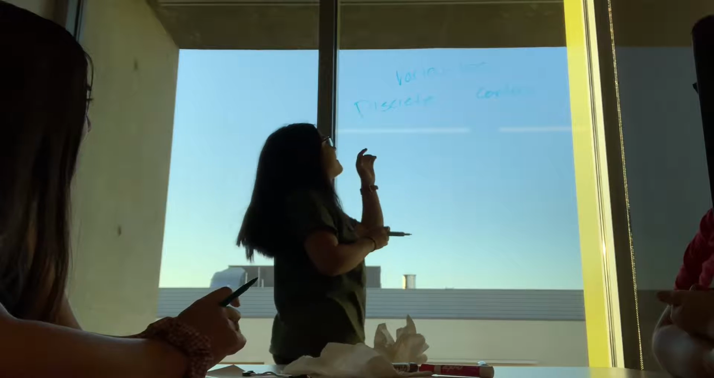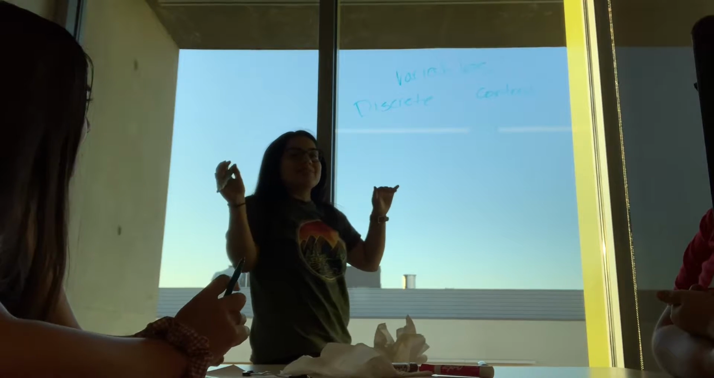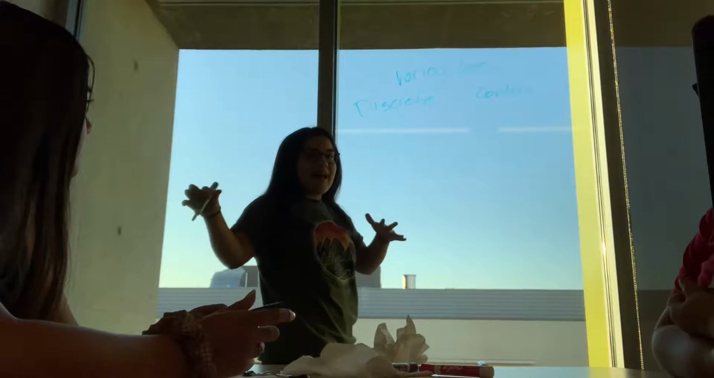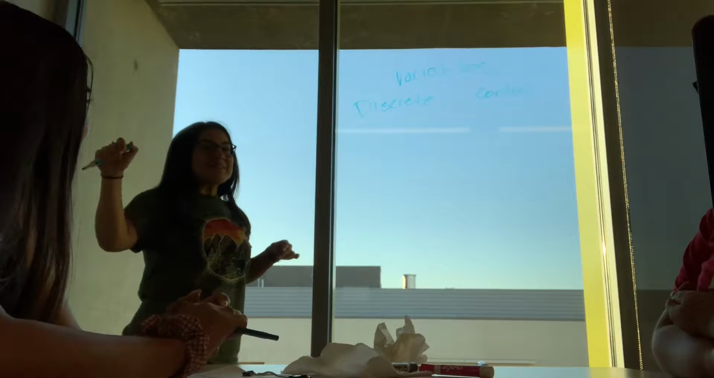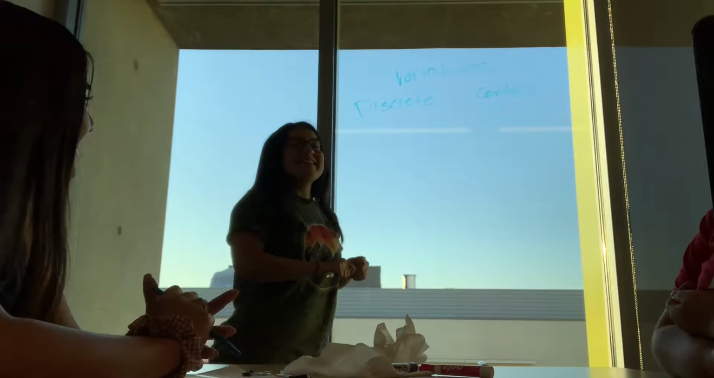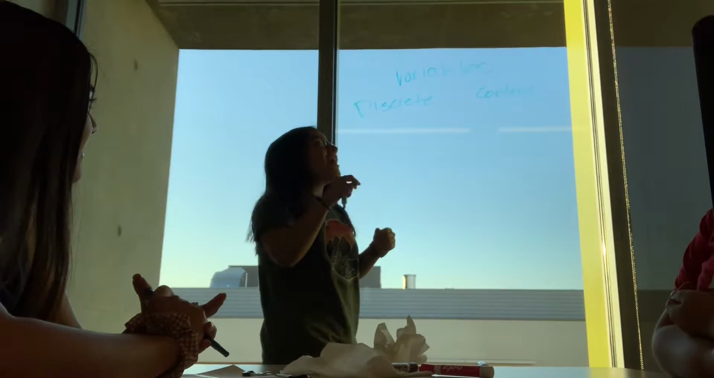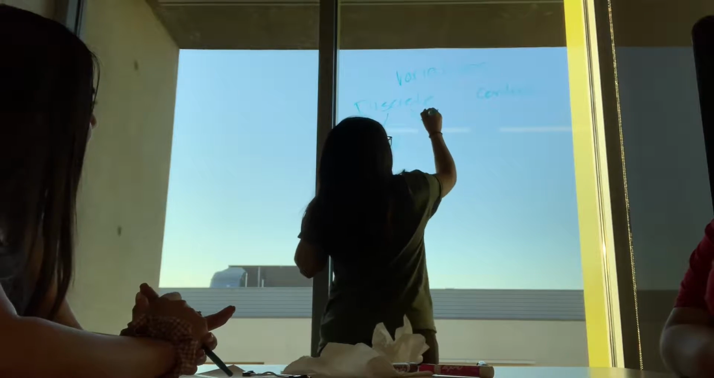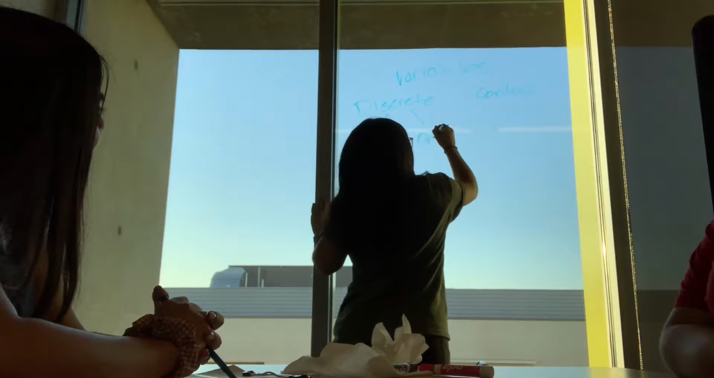Discrete data means that there's no in-betweens between the two different types of data. So they're whole values. Two types of discrete variables are nominal and ordinal. Nominal variables are not numerical. So there's nominal and ordinal.